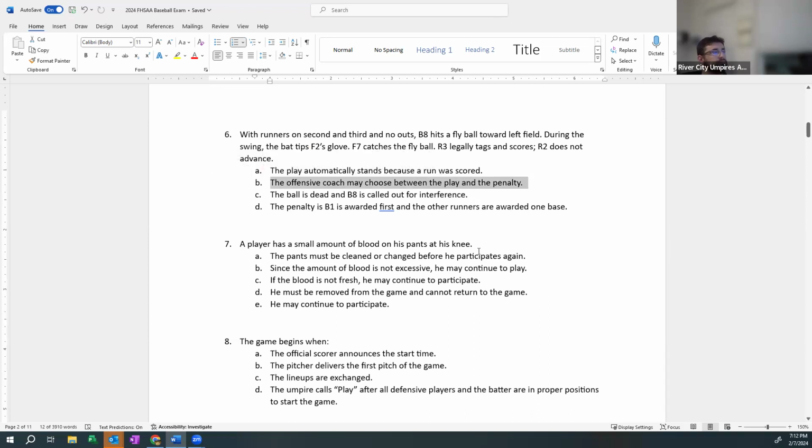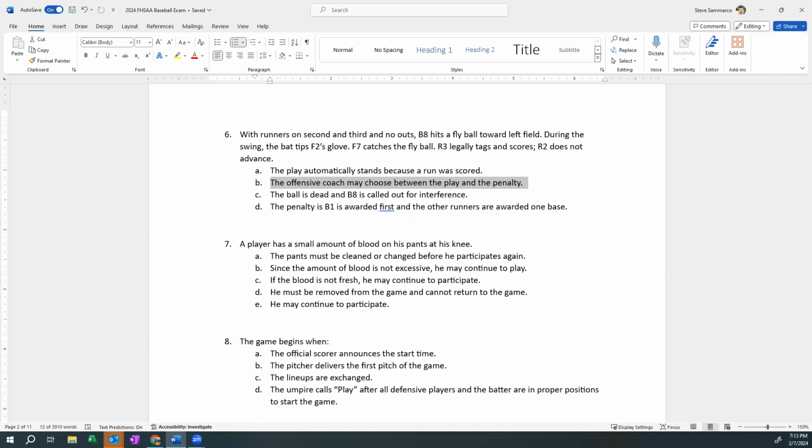Do we give them an option? Do we tell them you have an option? No. What do we do? You have to enforce something, right? You enforce the obstruction, and then when the coach comes out and wants the option, you give him the option of either taking the play or taking the enforcement on the penalty. Exactly, right.